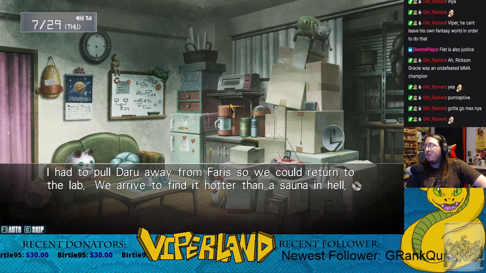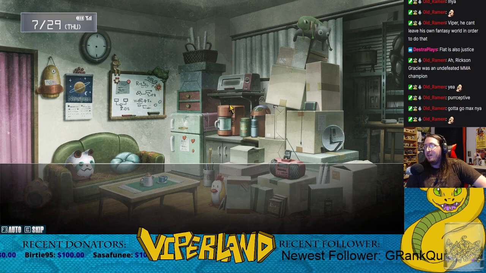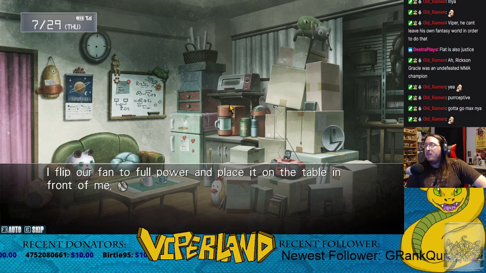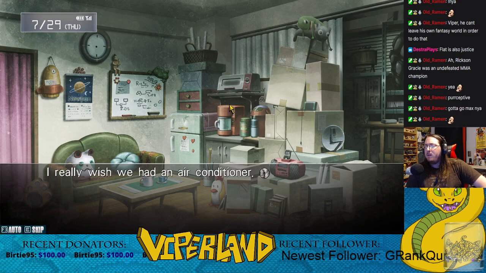I had to pull Daru away from Ferris so we could return to the lab. We arrived to find it hotter than a sauna in hell. I quickly opened the windows, letting a small breeze blow in. It won't be enough. I flip our fan to full power and place it on the table in front of me. I really wish we had an air conditioner. I turn on the computer.